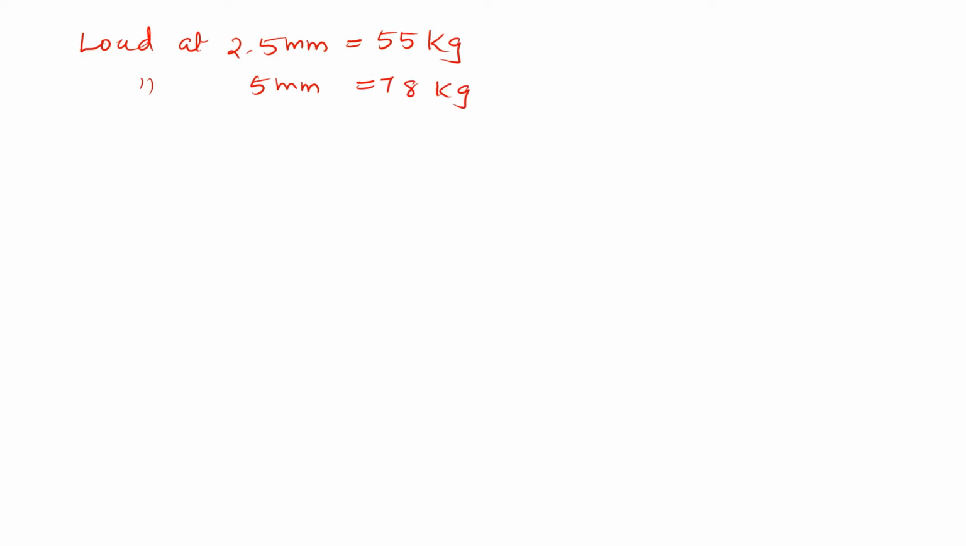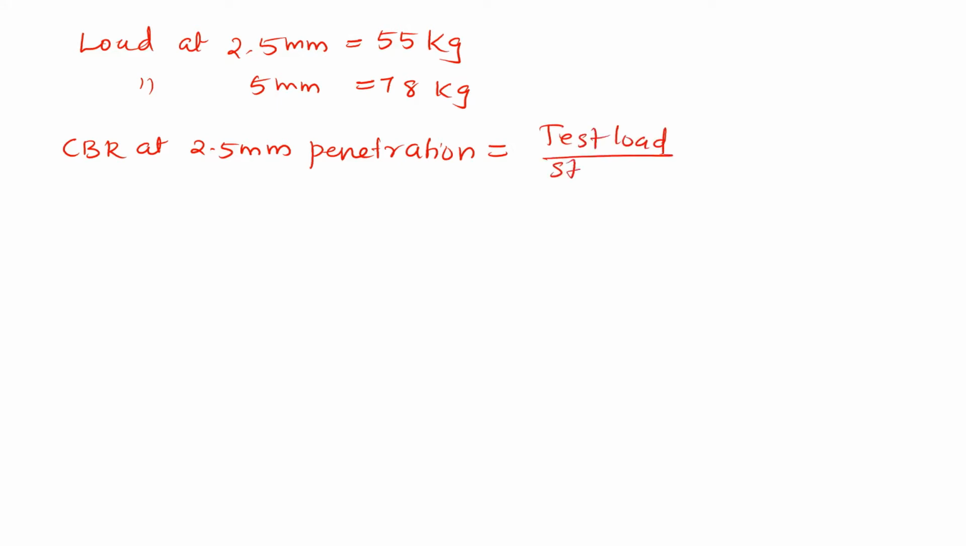We know the equation to calculate the CBR value. CBR at 2.5 mm penetration is the test load divided by the standard load, into 100. Here the test load for 2.5 mm is 55 kg, and we know that the standard load for 2.5 mm penetration is 1370, into 100. So we will get the CBR percent as 4.01%.